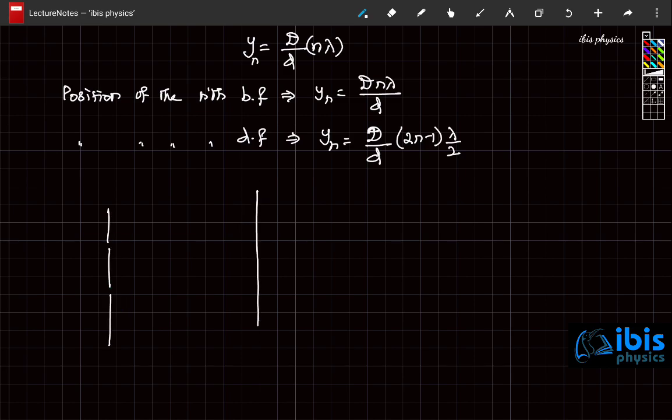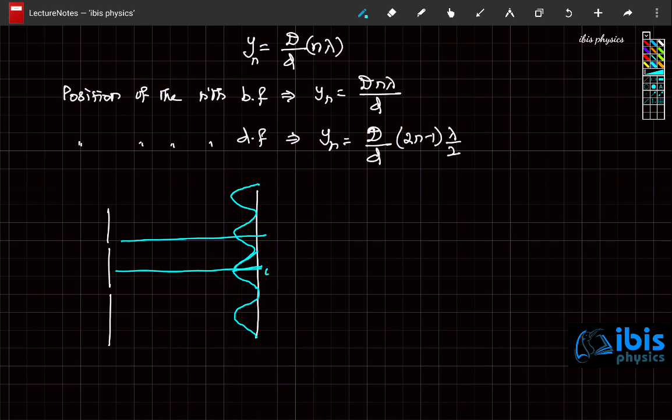pair of coherent sources. This is a screen. You know that exactly at the center you will have a bright fringe. Then after that, it will be like this. See, it's a bright fringe. This is the next bright fringe. What lies in between is a dark fringe.